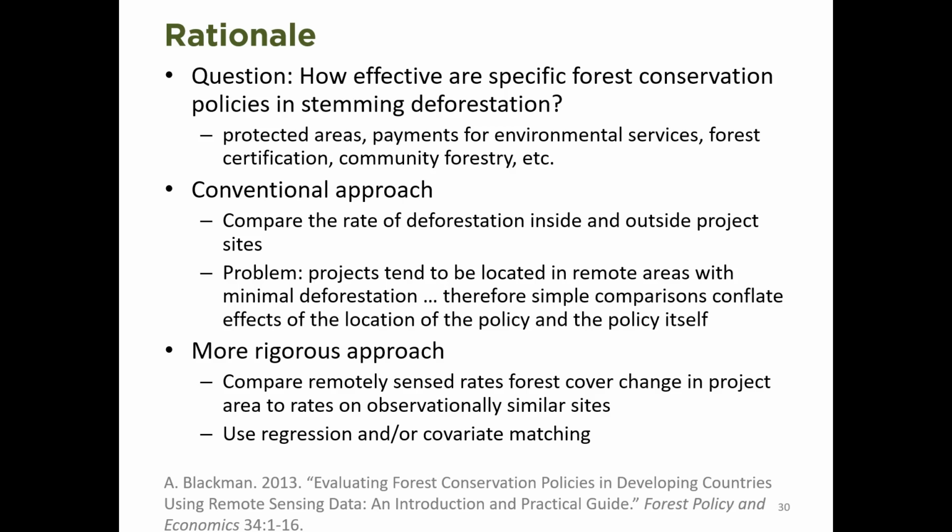So to avoid that type of bias, over the past decade, a new, more rigorous approach has emerged. And in a nutshell, it entails comparing rates of deforestation in areas affected by a policy to rates of deforestation in control sites that are similar in terms of land characteristics that affect deforestation. And that can be done using matching or regression. So if you're not familiar with this approach, I've included at the bottom of this slide a citation to an introduction and a practical guide that was published back in 2013. But to make this method more intuitive, I thought I'd take a few minutes to give you an example or two of some recent work that applies this approach.